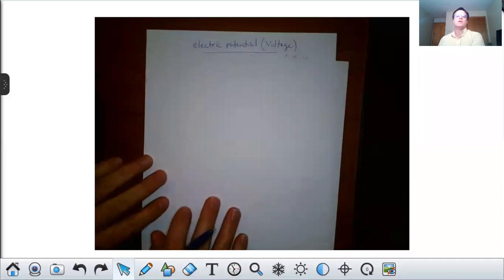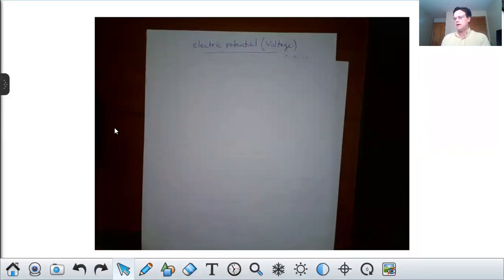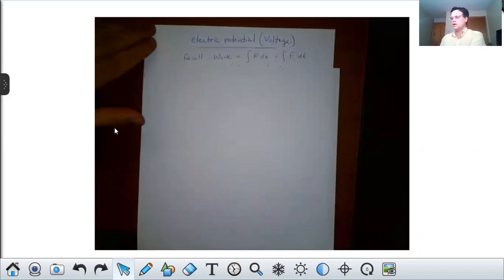So you're probably pretty familiar, right, with the light bulb or electric outlets having 120 volts, or your battery being a 9-volt battery. So hopefully in this chapter we'll learn more about what that means. First of all, though, we have to define what we mean by electric potential or voltage. And it's related to potential energy, which in turn is related to work.